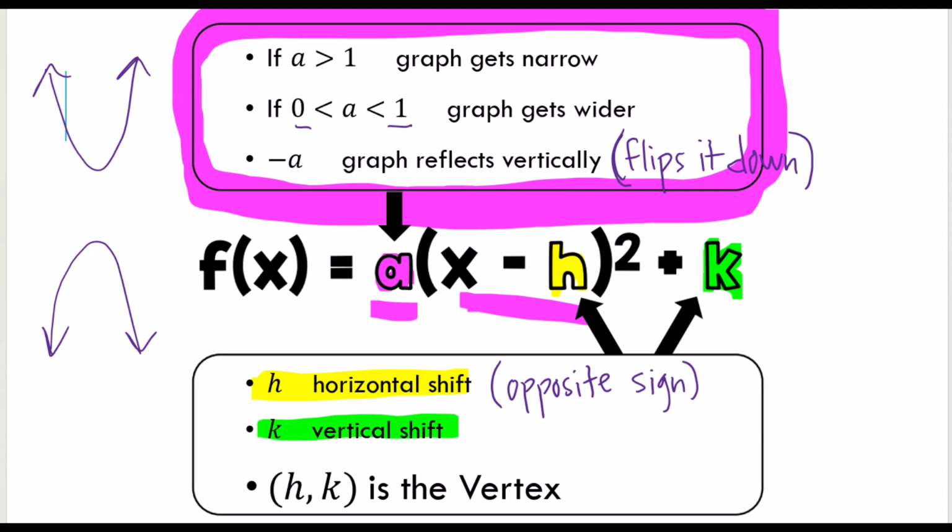And then K, let me get a different color here. This K value right here is a vertical shift. So it shifts it up or shifts it down. H goes left or right because it's a horizontal shift. K goes up or down. And then the point (h, k) is the vertex of the parabola. I'm going to tell you what that is in just a second. So make sure you write (h, k) is the vertex. Does everyone have that added?